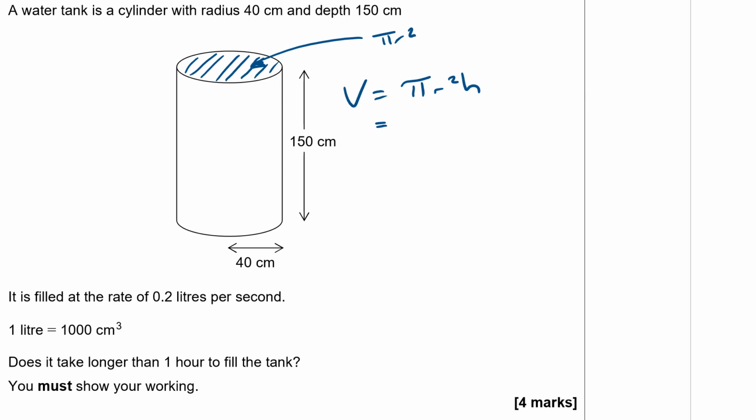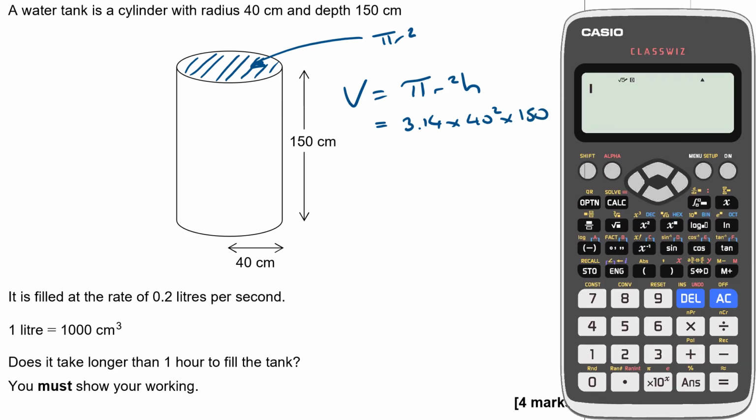I'll leave the pi in for now. Do I want to leave the pi in? No, let's put it in. 3.14 times 40 squared times 150. So what's that?